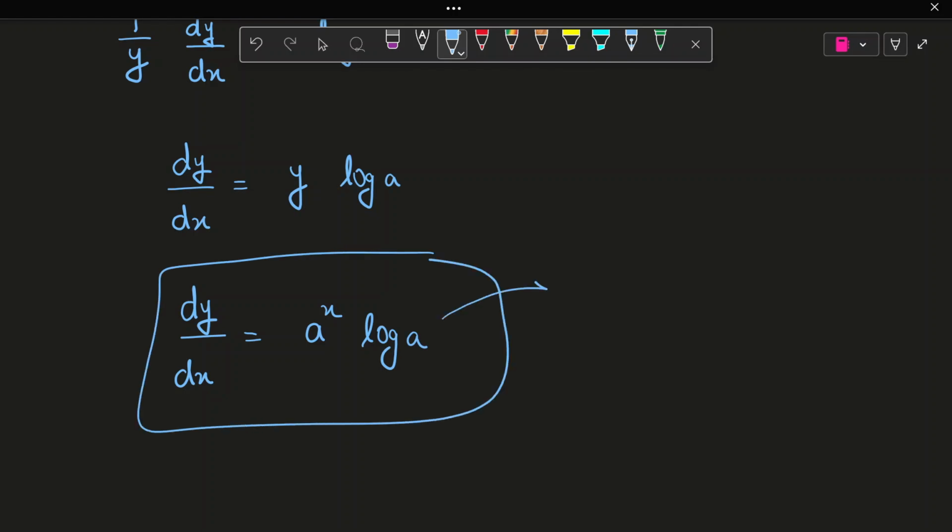And this log a can also be written as a to the power of x ln a. In this case, it has a natural log with a base e.